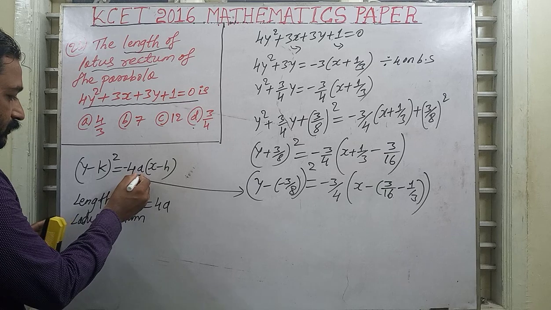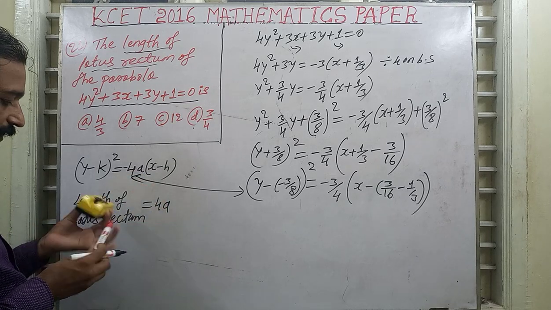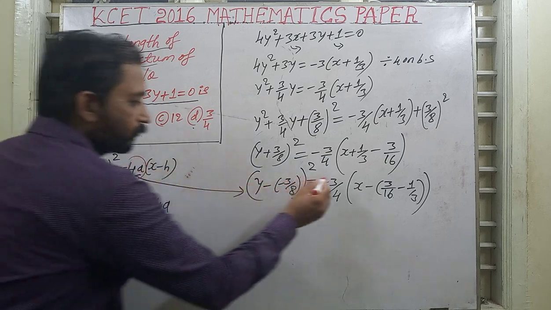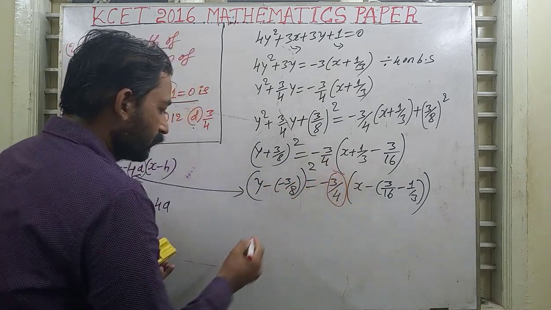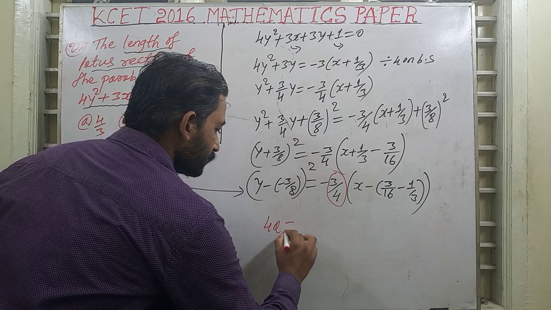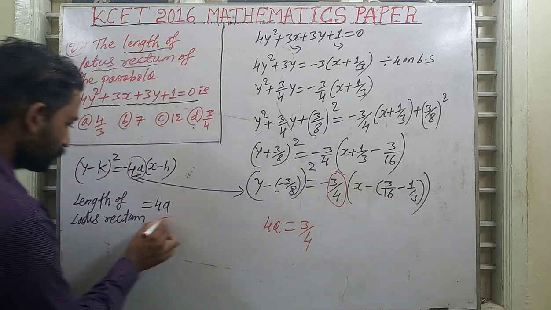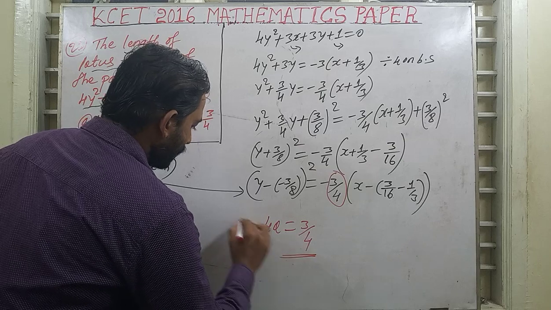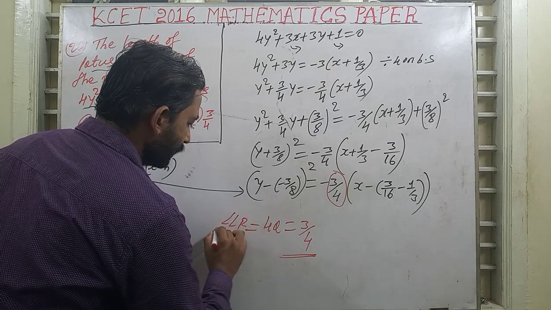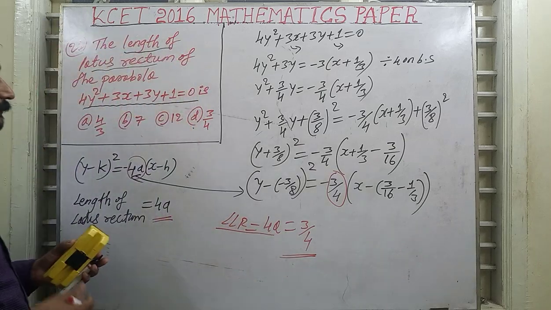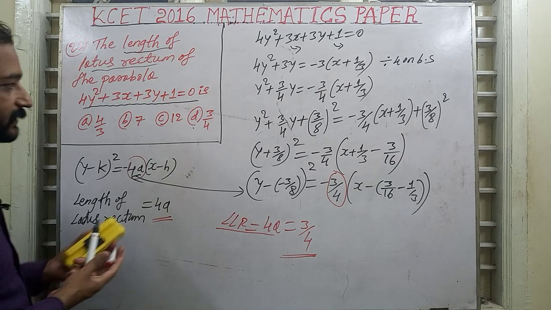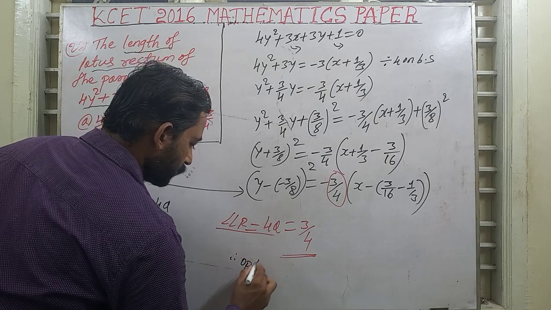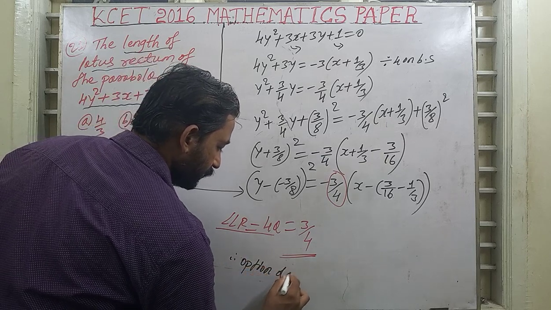So compare these two equations. In the place of 4a, what is there? 4a is equal to 3 by 4. And 4a means the length of the latus rectum. So the length of the latus rectum, LLR, is 3 by 4. Good answer. So option D is correct in this case. Therefore option D is correct.